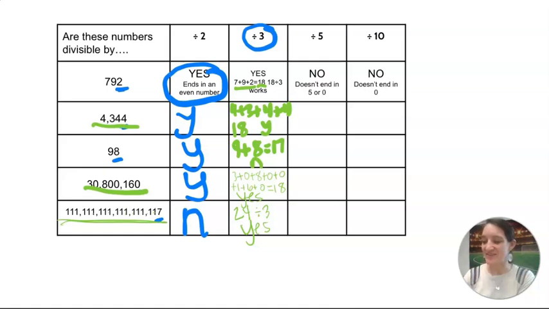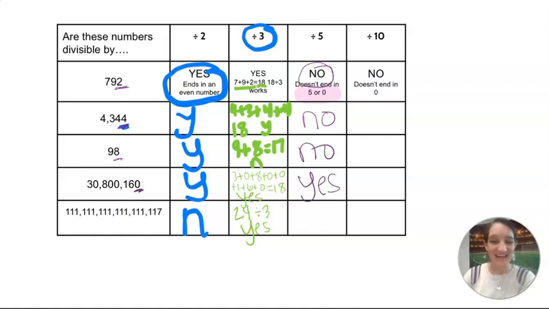All right, let's go on to 5s. Are these numbers divisible by 5? Remember, we're looking to see if they end in a 5 or a 0. That does not end in a 5. That's why we wrote no. That is not a 5. That is not a 5 or a 0. That is not a 5, but it is a 0. So we can divide it by 5. This one is not a 5 or a 0. We're going to say no.